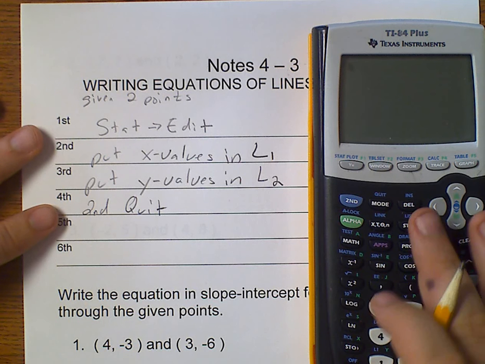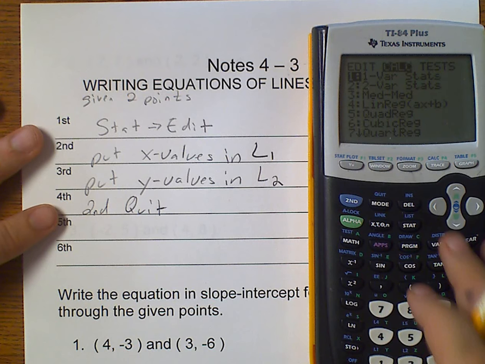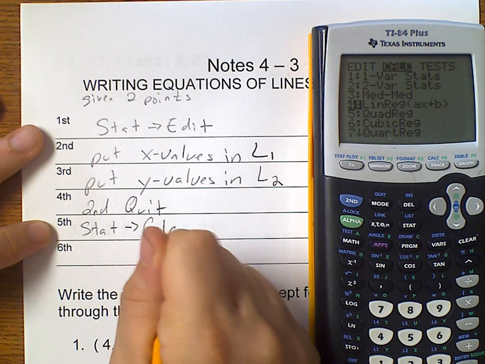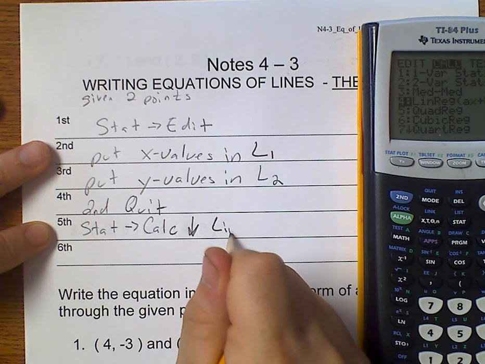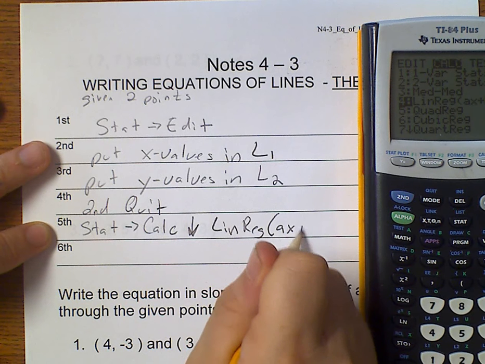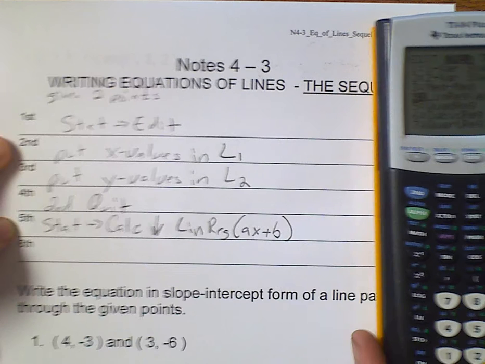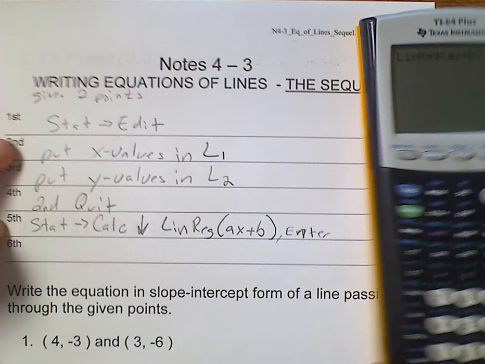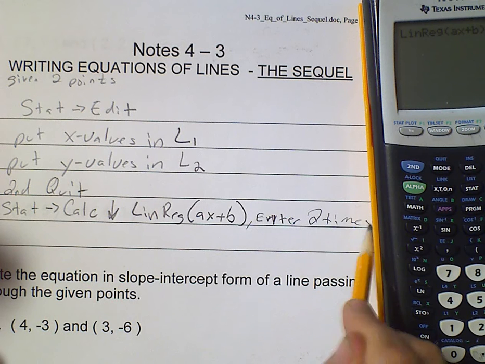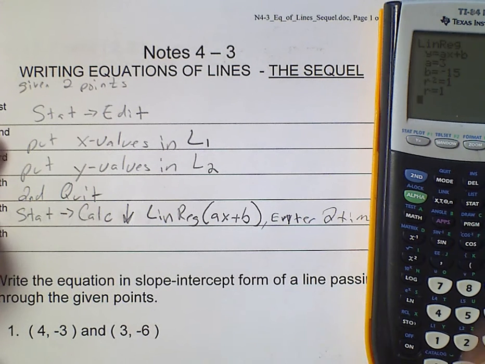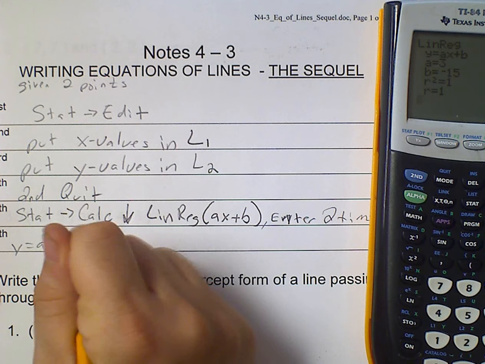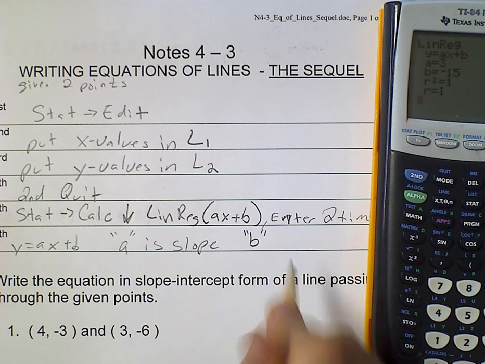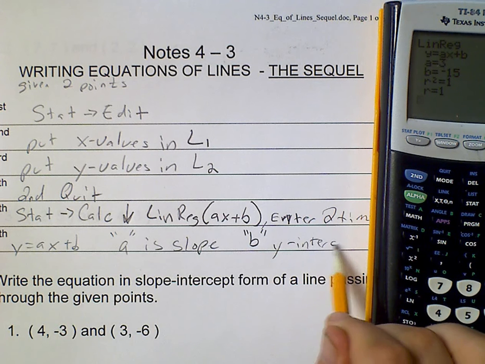Then I'm going to exit by doing second quit. Then I'm going to go back to Stat, Calculate, LinReg. Specifically, I wanted the LinReg that's ax plus b. I'm going to hit Enter two times, and I'm given my equation. A is my slope, and b is still my y-intercept.